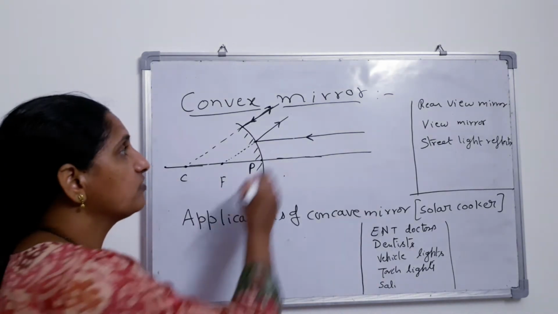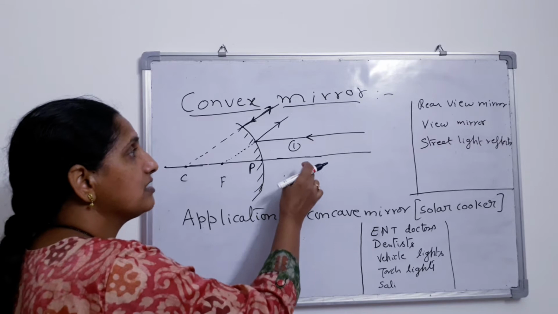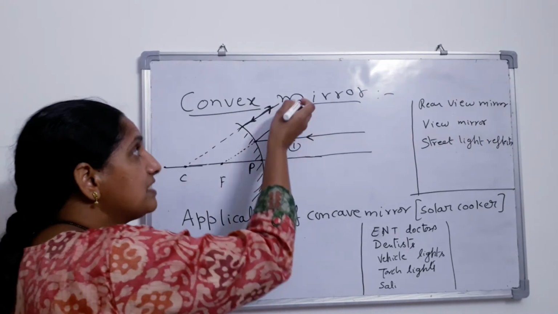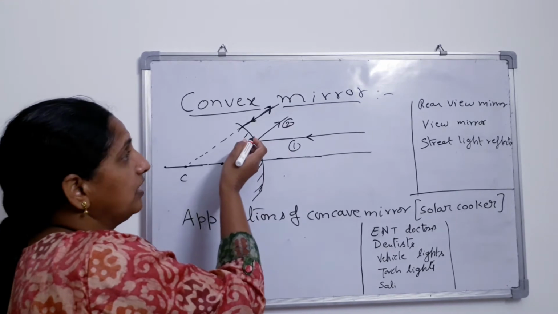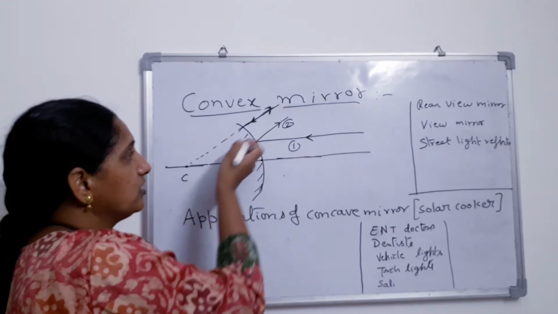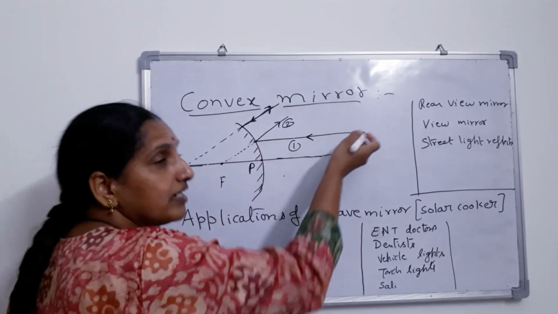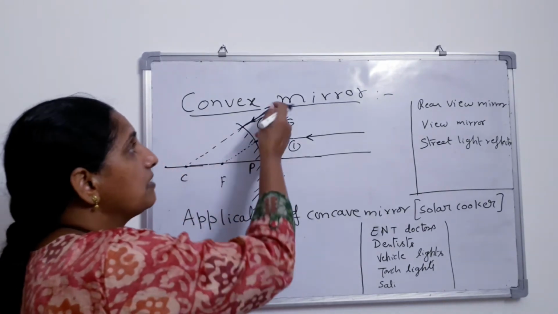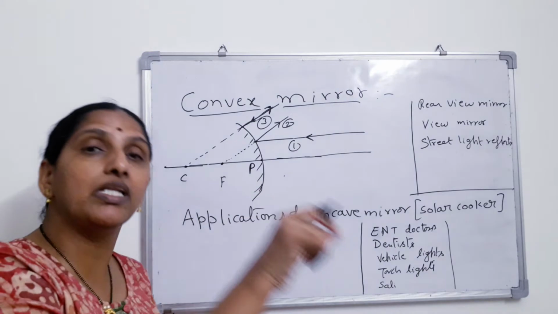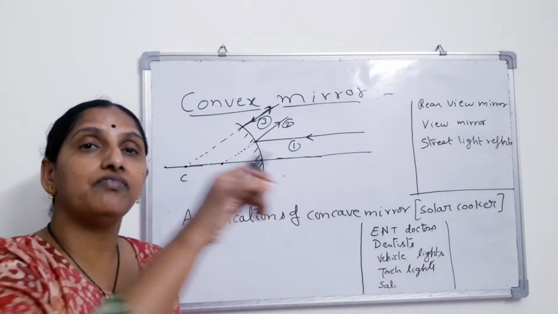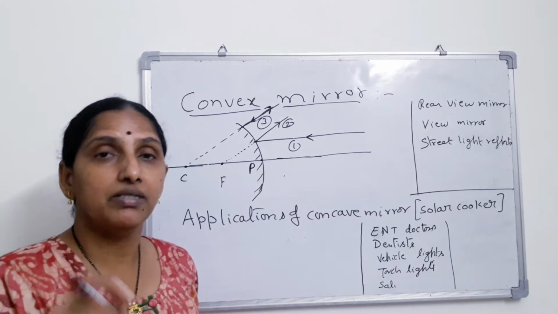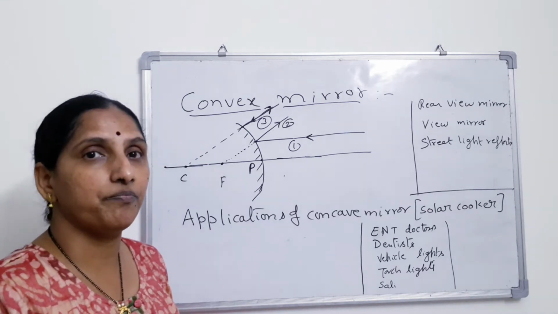These are the three rules. First rule: a ray parallel to the principal axis passes through the focus. Second rule: when a ray is incident along the direction of the focus, it gets reflected back parallel to the principal axis. Third rule: if a ray is made to be incident normally, it reflects back along the same path, but in the opposite direction.